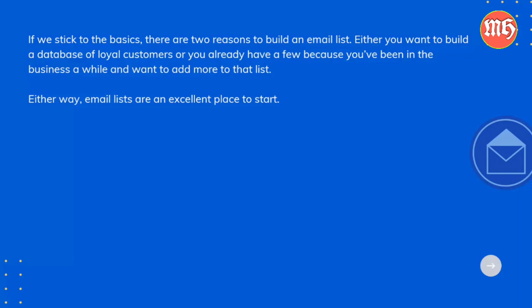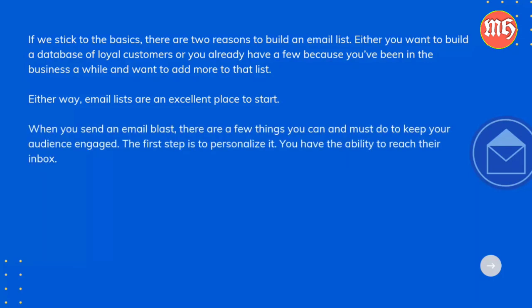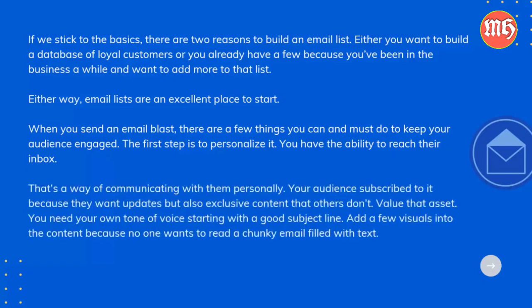When you send an email blast, there are a few things you can and must do to keep your audience engaged. The first step is to personalize it. You have the ability to reach their inbox. That's a way of communicating with them personally. Your audience subscribe to it because they want updates, but also exclusive content that others don't.